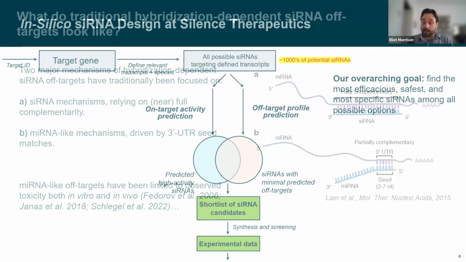Nevertheless, these microRNA off-targets are in fact real risks that we need to consider, and they have been linked to in vitro and in vivo toxicity. So there's certainly something we need to keep an eye on.